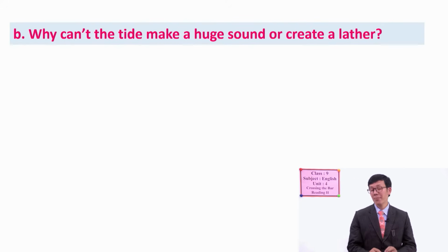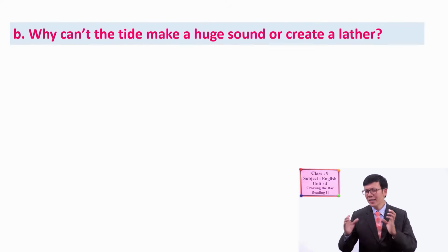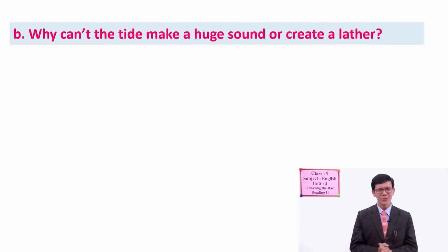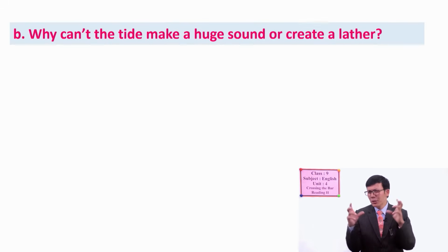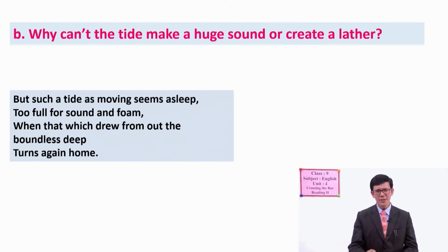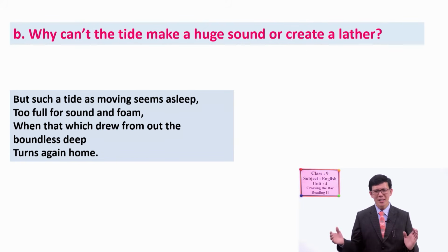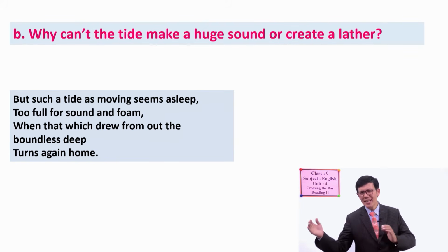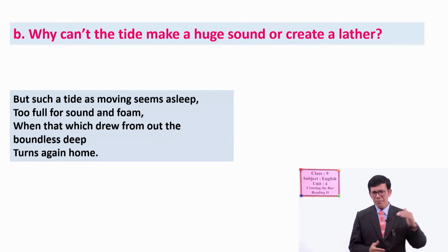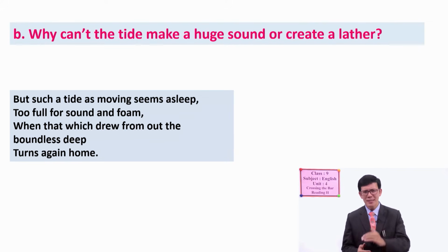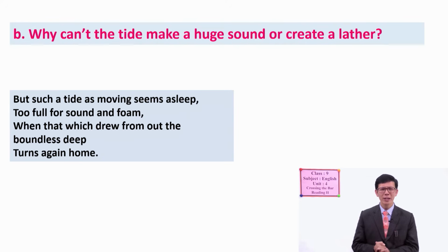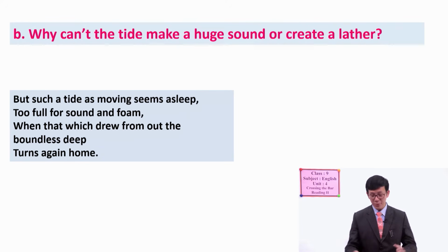Let's look at number B. Why can't the tide make a huge sound or create a ladder? Come on, dear students, why can't the tide make a huge sound or create a ladder? Let's find these things in the poem. You can see in the very first line, but such a tide as moving seems asleep, too full for sound and form. You can just guess from there.